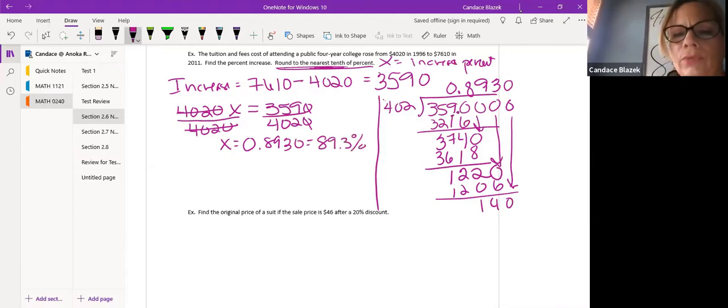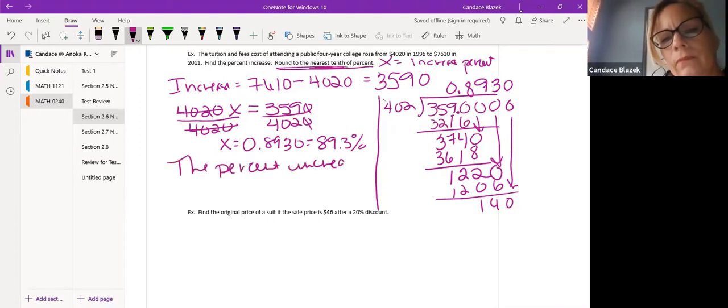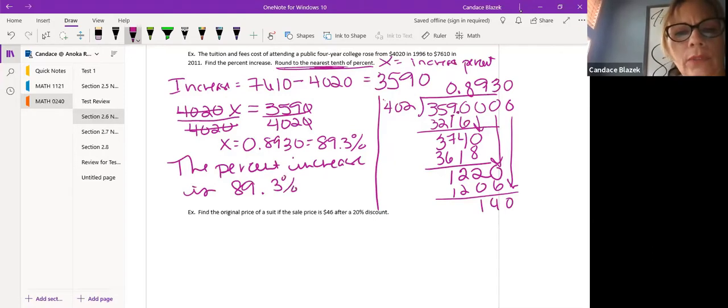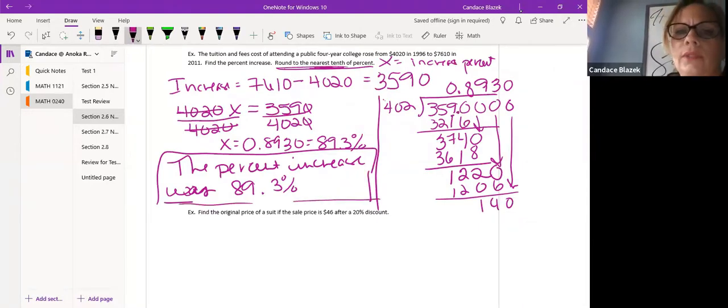Right, so I needed to read it a little closer. So the percent increase is, or was, 89.3%, which is a huge increase. Tuition almost doubled in 15 years.